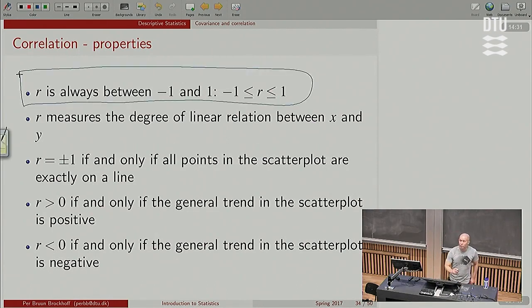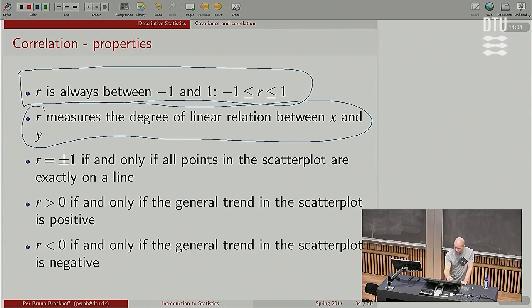It will always be between -1 and 1, by definition. It is exactly -1 or 1 if the numbers lie exactly on the line. Rarely so for real-life data analysis. That's a mathematical thought that that's what happens. It measures on this standardized scale the degree of linear relation between x and y. Positive if it's going in a positive direction, negative if it's going in a negative direction. It all makes sense.